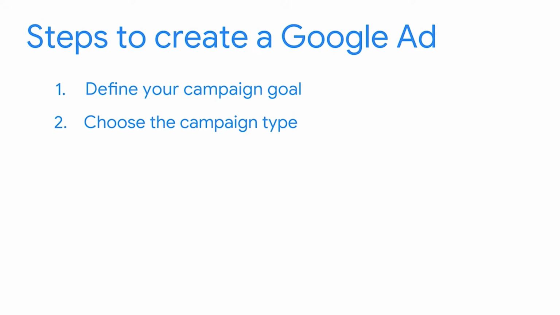Your third step is to set a budget for your campaign. This budget sets the maximum you will spend. Now, you can change it at any time.